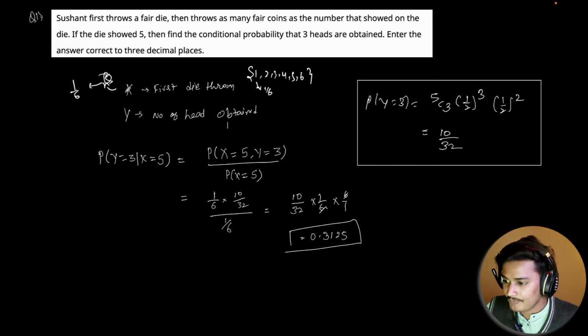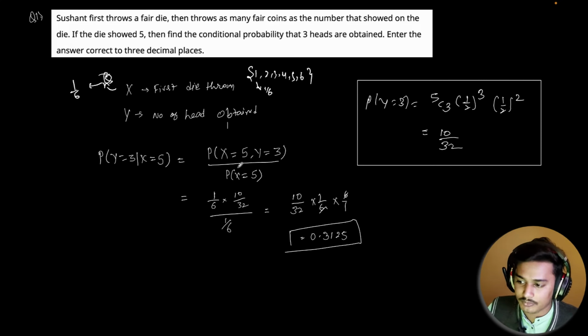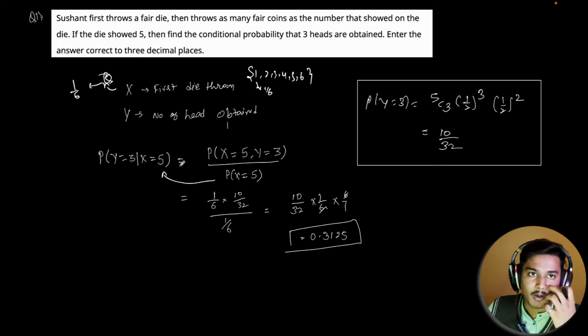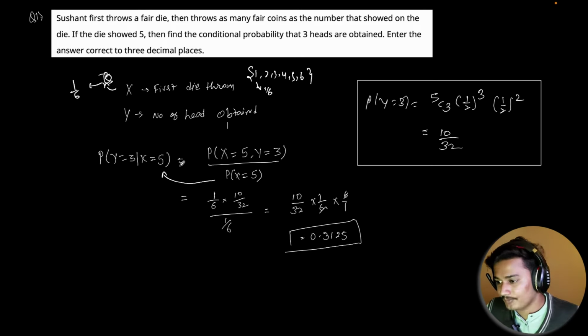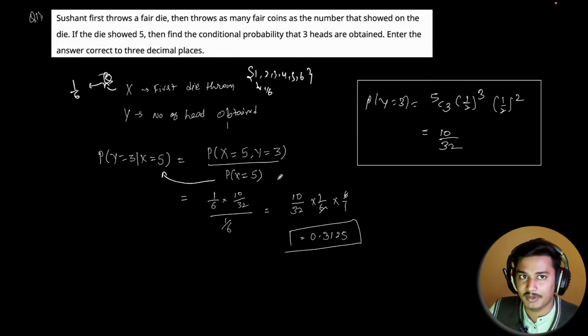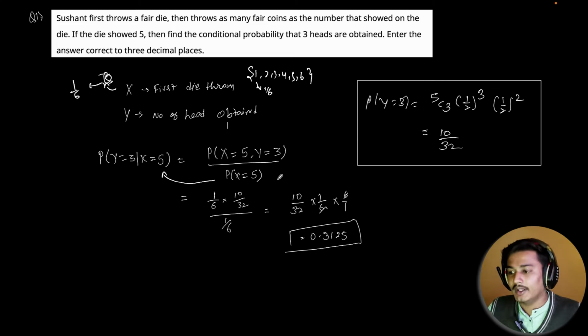So P of Y equals 3 given X equals 5 is basically joint upon marginal. Marginal of the condition which we have, only of that. So P of X equals 5 and Y equals 3, upon P of X equals 5. This will be our conditional to joint. Now P of X equals 5 is 1 by 6, and P of Y equals 3.